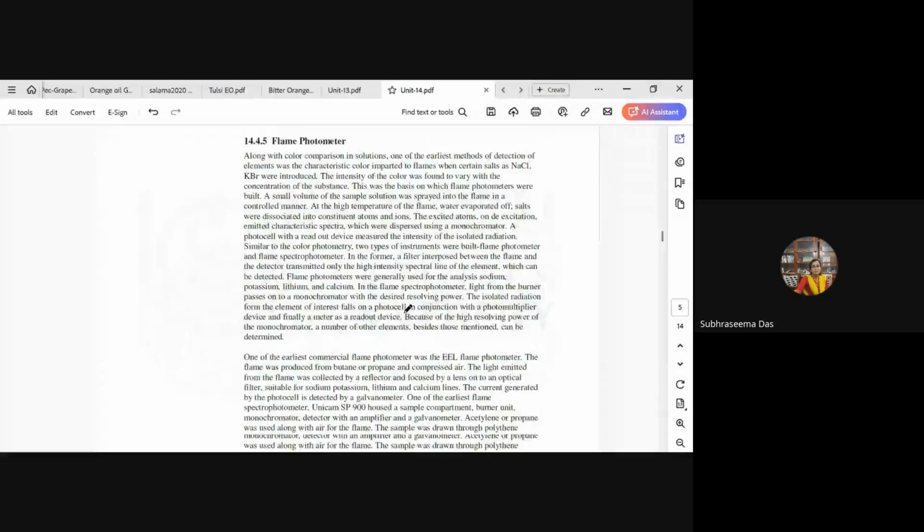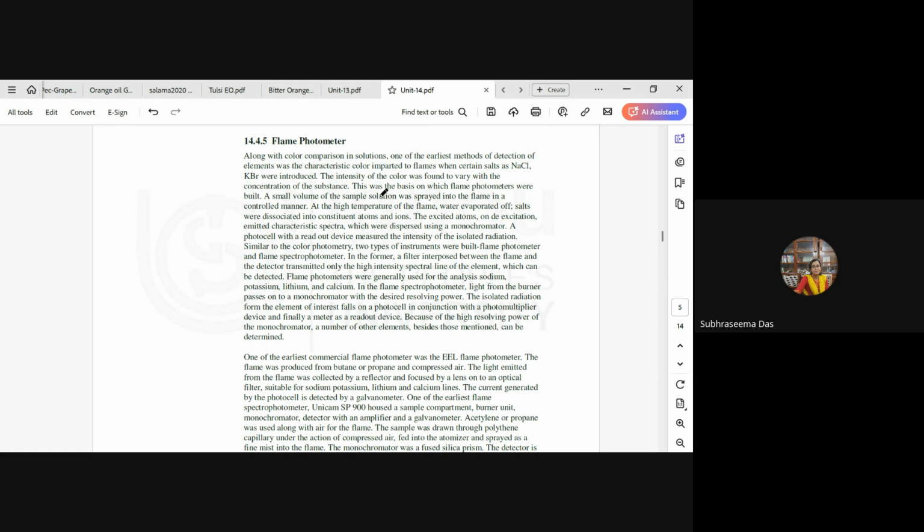Then comes the flame photometer. Along with comparison in solution, one of the earliest methods for detection of elements was the characteristic color that the element emits when salts like sodium chloride, KBr were introduced into a flame. Depending on the color of the flame, we can identify the element we are dealing with. The intensity of the color of the flame was found to vary with the concentration of the substance. This was the basis of the flame photometer.